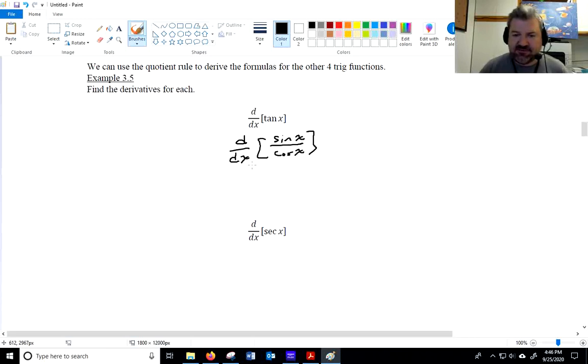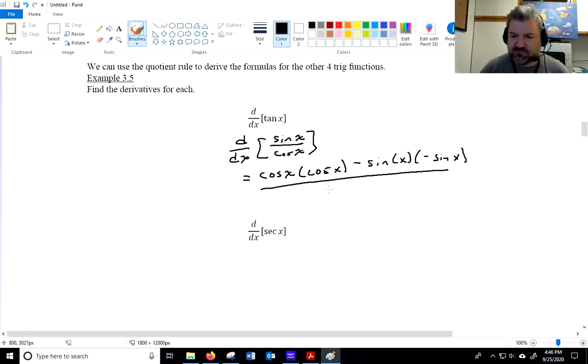So we know how this works, right? It's low d high minus high d low. Don't forget the negative: the derivative of cosine is always negative. All over low low. And we could just write it as cosine squared x like that. Okay, cosine x, and then I got minus sine x times the negative sine x.